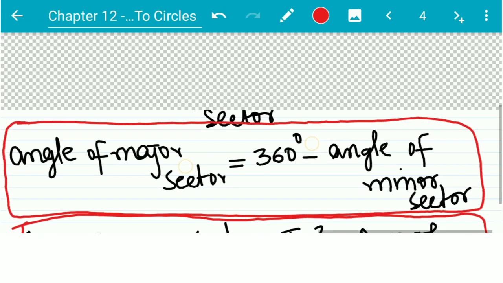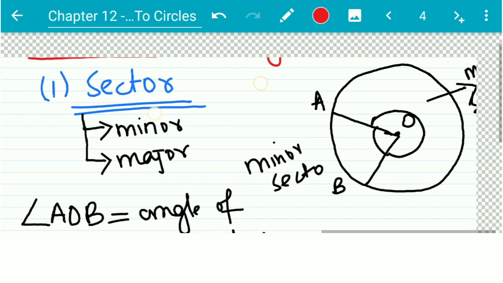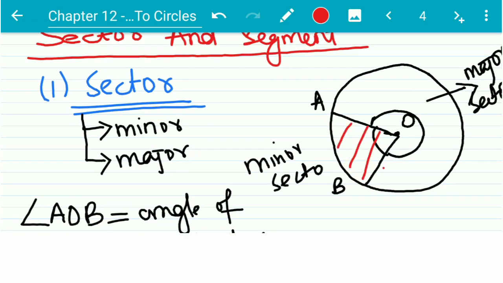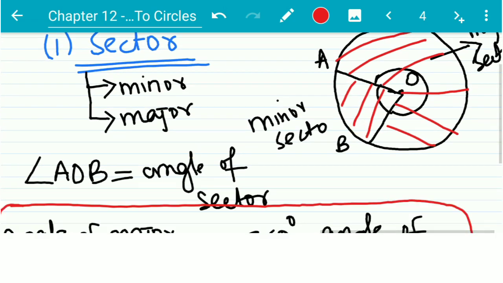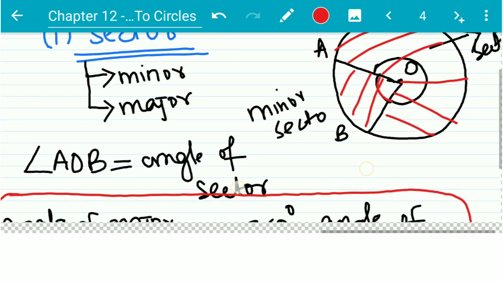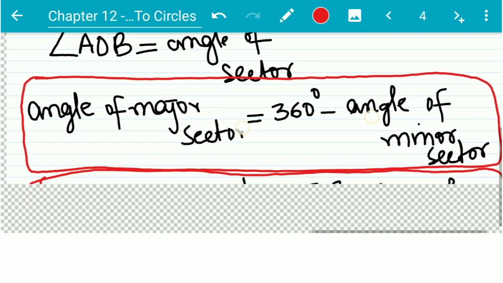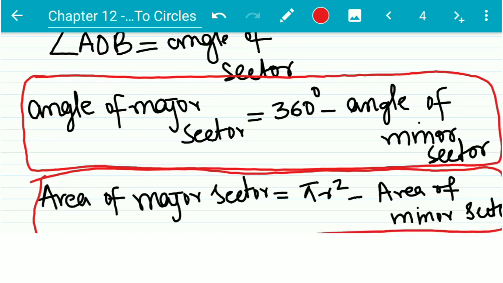So you can see from the first sector, this is what you call the minor sector. This is what you call the major sector. Okay. So if there is any angle, you can call it the angle of the sector. If it is on the minor sector, it will be angle of minor sector. If it is on the major sector, it will be angle of major sector. And after that, we learned two important formulas, angle of major sector and area of the sectors.